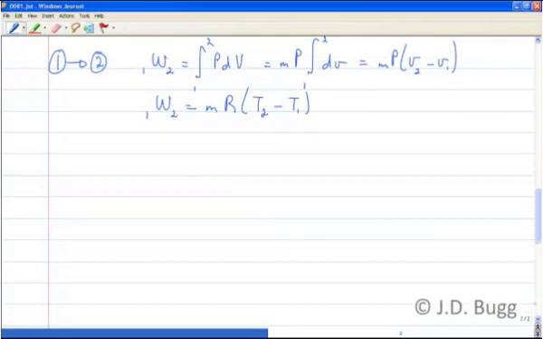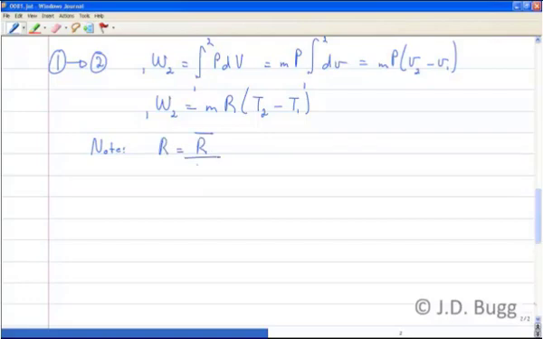Think about what we know and what we don't know. The mass we know. These two temperatures we now know because we figured out what T2 was. The only thing we don't know here is the gas constant, but we were told that it was air and we were given the universal gas constant. So let's just pause here and get the gas constant.